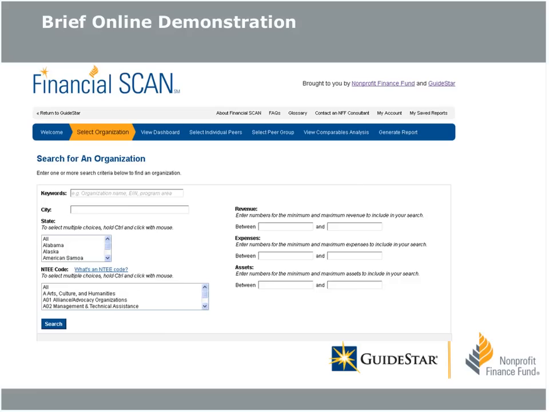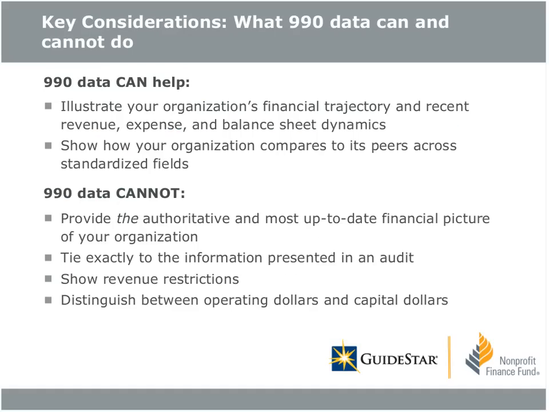It's hopefully a quick sense of how the tool works. So the next piece of the presentation, I'd like to spend a little time doing a case analysis of what one particular organization looks like in Financial Scan and how that information might be used for their decision-making processes and conversations. Before we do that, I want to make just a few considerations in looking at our analysis of what 990 data can and cannot do. There are certainly benefits, and there are a few limitations to be aware of as well.